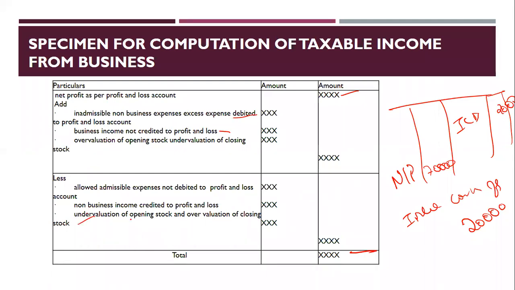So this treatment is also similar. Because of undervaluation, my stock is valued less, and because of that, my profit is shown higher. To rectify that, I am reducing it now. I am minusing here.